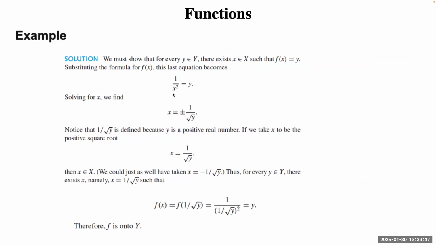Then what we're going to do is solve for x, which means we're going to multiply both sides by x squared, then divide both sides by y, and take the square root. When you do that, x becomes plus or minus 1 over root y.